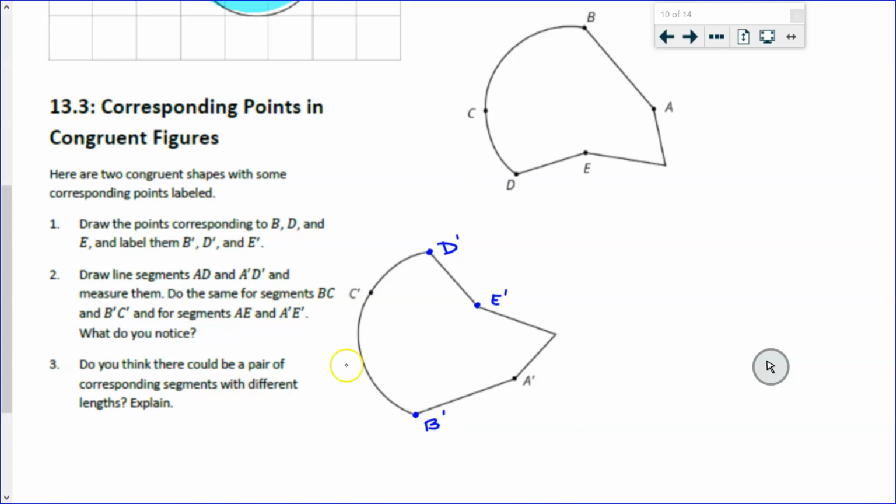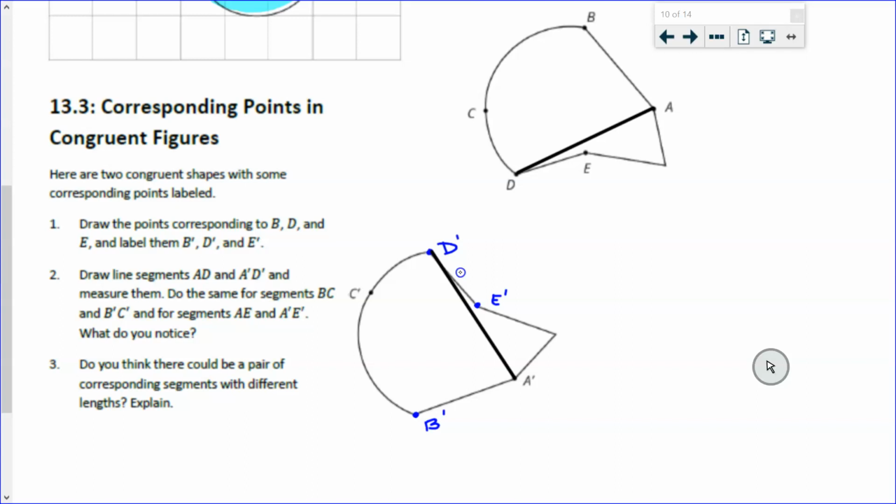It says draw line segments AD and A prime, D prime. So I'm going to do that. Here's A to D and A prime to D prime. And we'll continue with a few other points, but it says, and measure them. So measure AD, measure A prime, D prime. Measure them, that would be what we do with our index card.